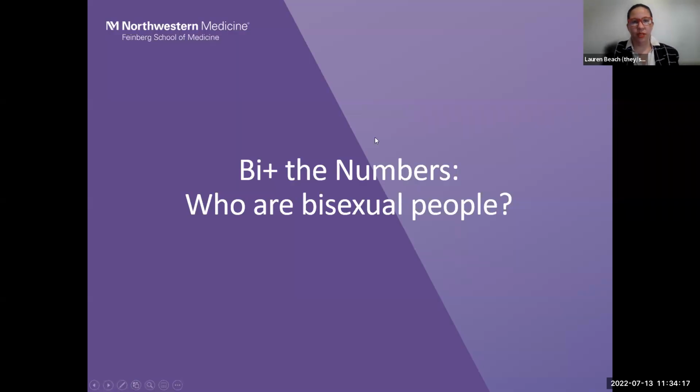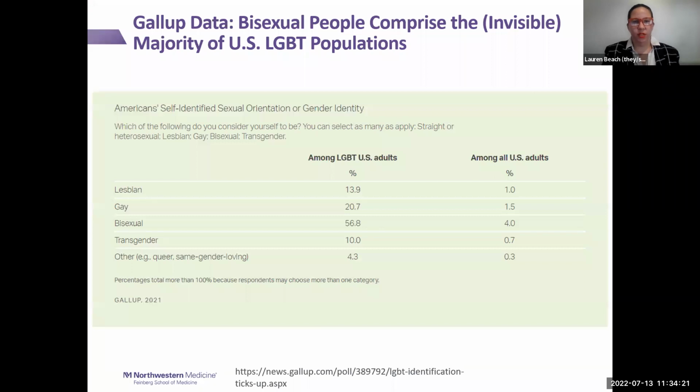So first things first, we'll start off with by the numbers. Who are bisexual people? You may recall from earlier in the quarter, we had a presentation about the demographics of LGBTQ populations writ large. This comes from the most recent Gallup polling data that focused in on identity as a dimension of sexual orientation and gender. The findings from Gallup showed that first, 7.1% of all US adults identify as LGBT in some way, shape, or form.